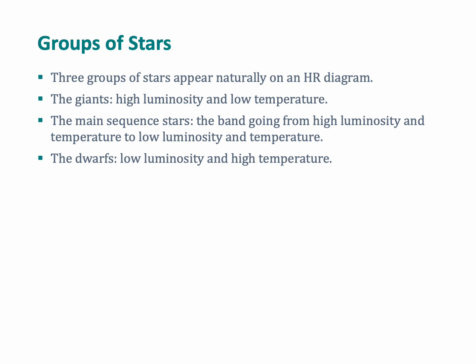But this is kind of a band from the upper left, which is high luminosity and high temperature, to the lower right, low luminosity and lower temperature. And then finally, we have the dwarfs, which are to the lower part of the graph. That means they have low luminosity, but they're off to the left, so they're high temperature.